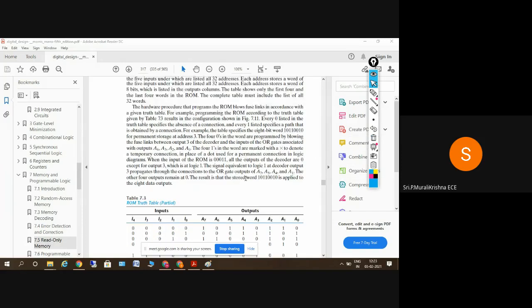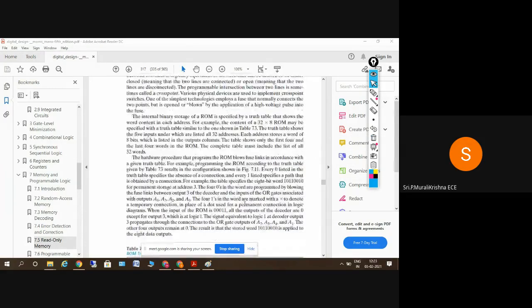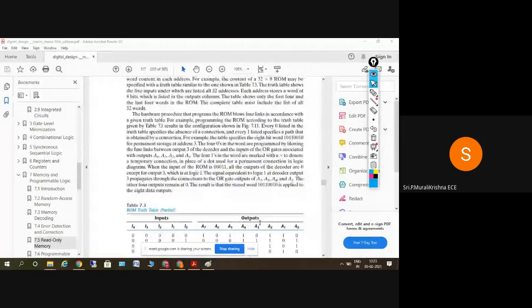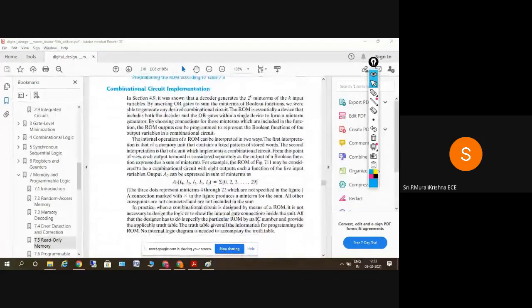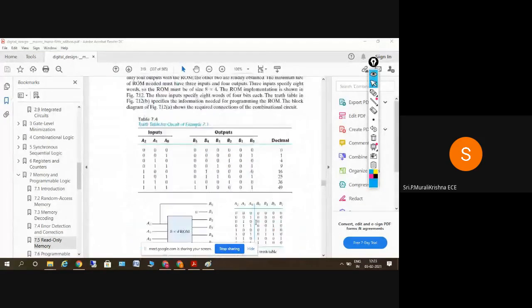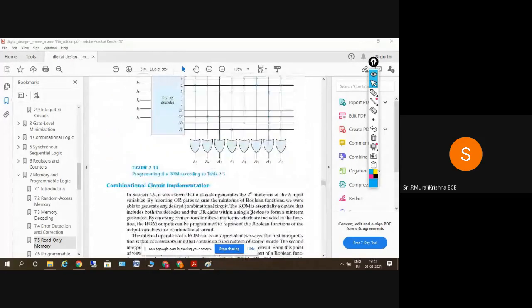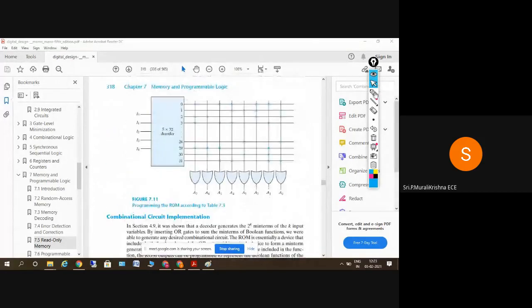You check here, that is the diagram. With the help of this truth table, this is how it will be. What is this one here? A7 is 0, so I put a cross mark there for 2, 3 and 29. The remaining connections are not connected. Only the values which are equal to 1 are connected to the respective OR gates here.